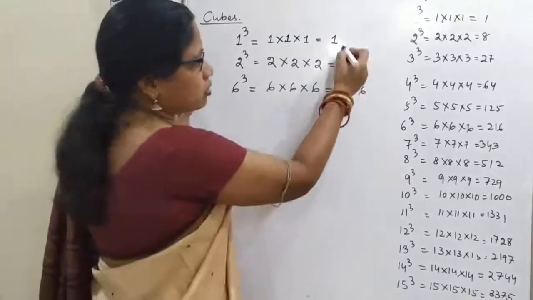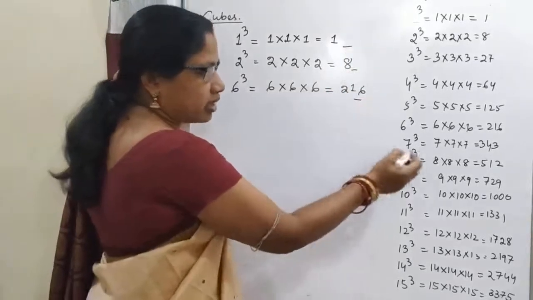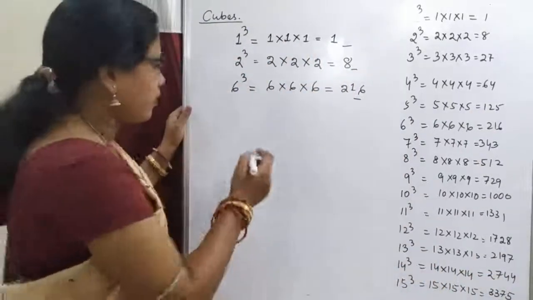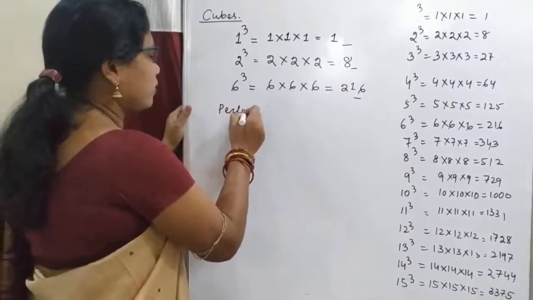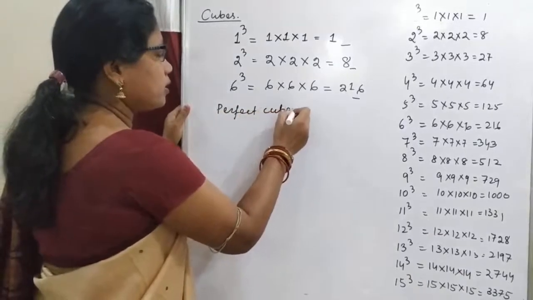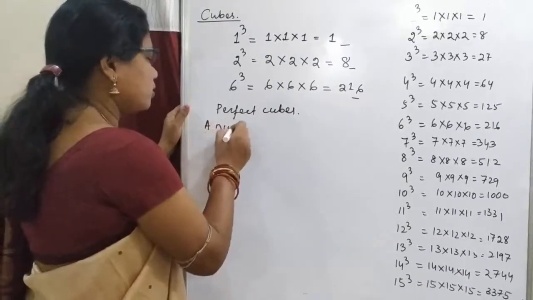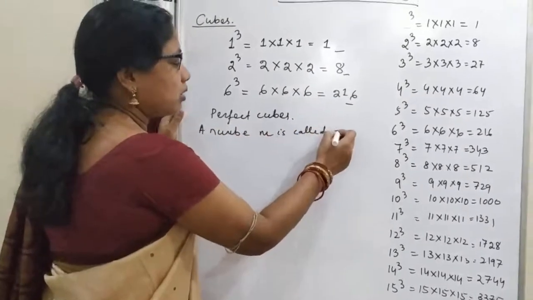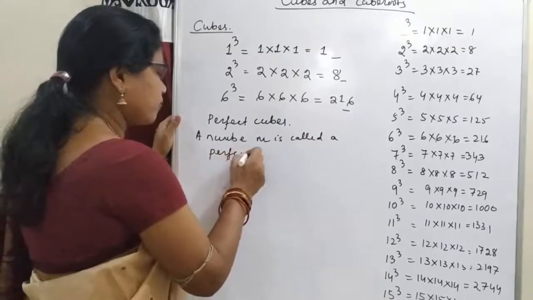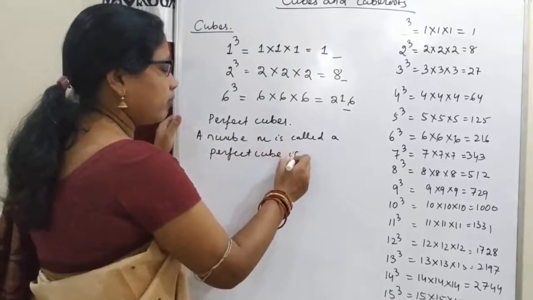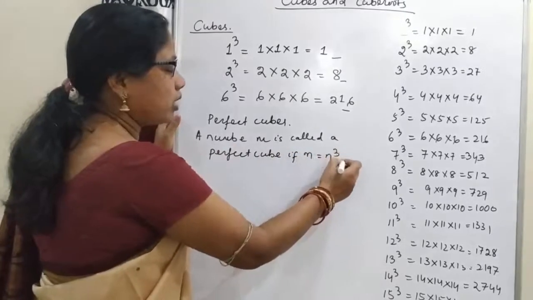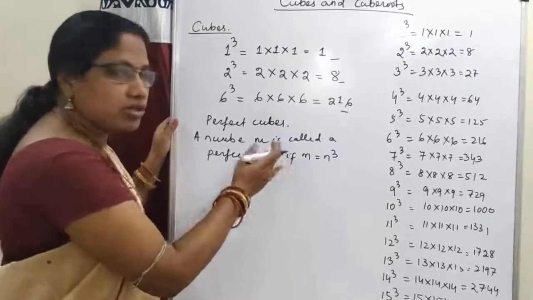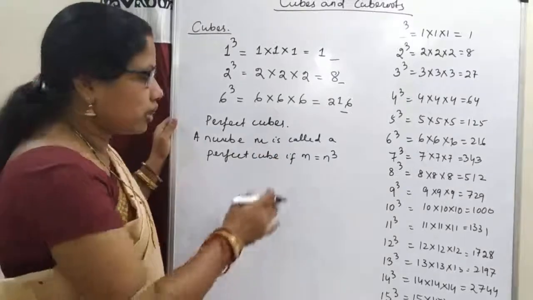So these numbers 1, 8, 27, 64, 343, like these numbers, are known as perfect cubes. A number m is called a perfect cube if m is equal to n cube, or m is the cube of any natural number.